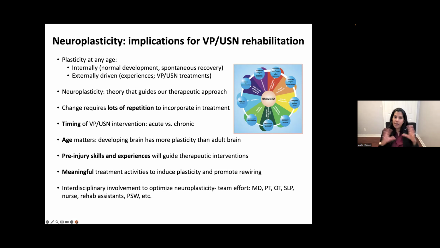Now, when we think of neuroplasticity, it's not really a domain specific to rehab therapists, but essentially a team effort. So all members of the team can benefit and optimize neuroplasticity, or that rewiring that takes place. Physicians could help with medications; OTs, PTs, SLPs, nurses, rehab assistants, even PSWs can all play an important role in providing that repetition and providing meaningful opportunities to practice the new skills in order to really solidify those new pathways in the brain.